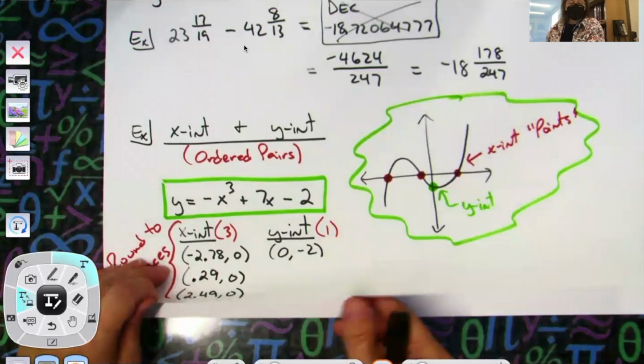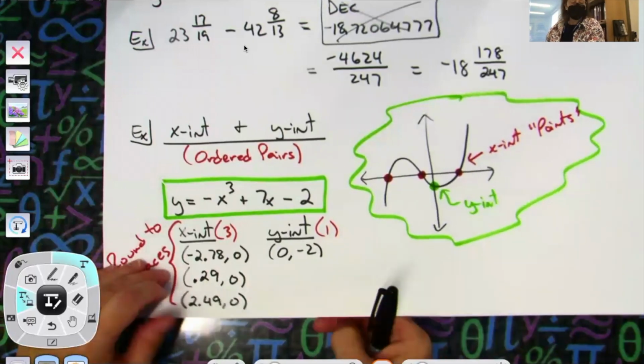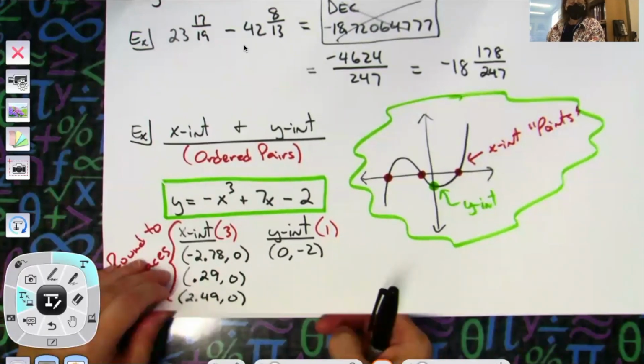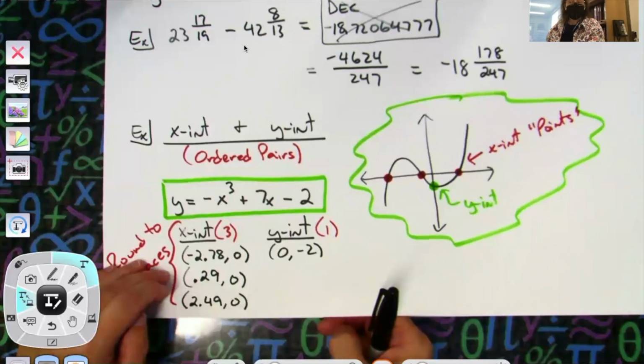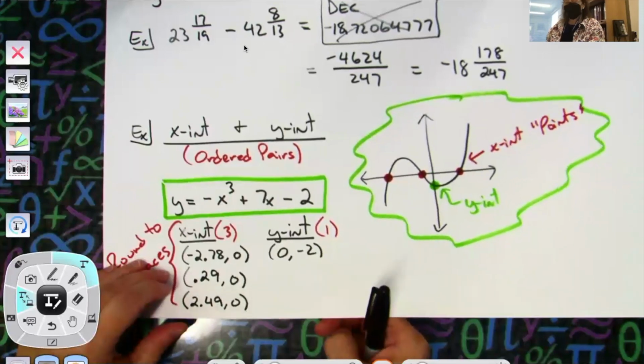Let's do, what do I want to practice next? Trying to think about what I want to make you be able to do. We did x and y intercepts. Did I talk about the XY table on the graph, on the calculator? Did I talk about that on Monday? Did I show you the XY table? Anybody remember? Okay, yeah, I don't think so. I did not talk about the XY table, I don't think.